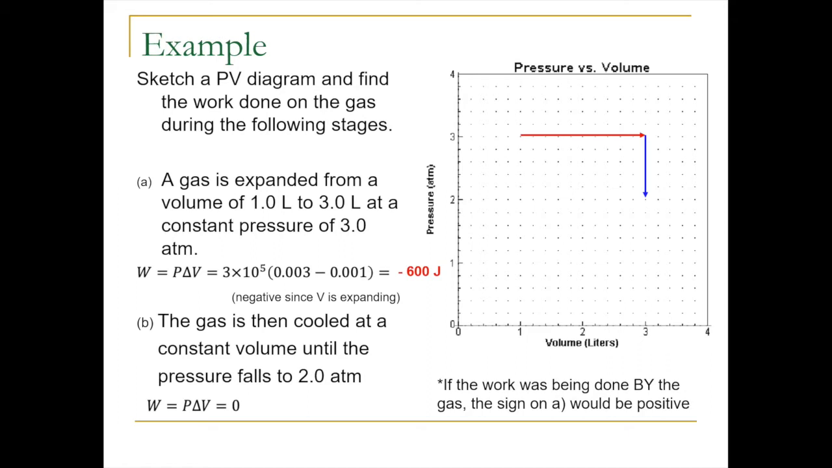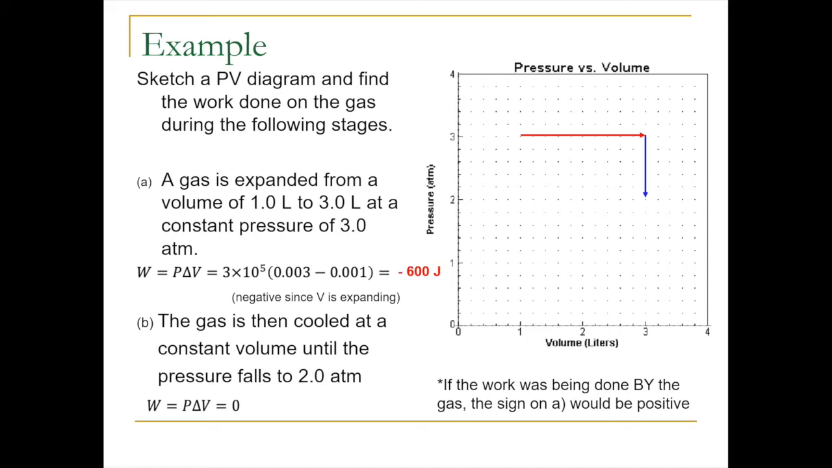With part B now, we're going to take this gas and cool it at a constant volume until the pressure falls to 2 atmospheres. Now, this is a bit of a trick, because if you see on the PV diagram, this is a vertical line. With a vertical line, there is no area, which means there shouldn't be any work done. And that should make sense if we take a look at our equation for work and understand that there is no change in volume. We have maintained the volume and all we have done is change the pressure. And so in this case, the work being done is 0.